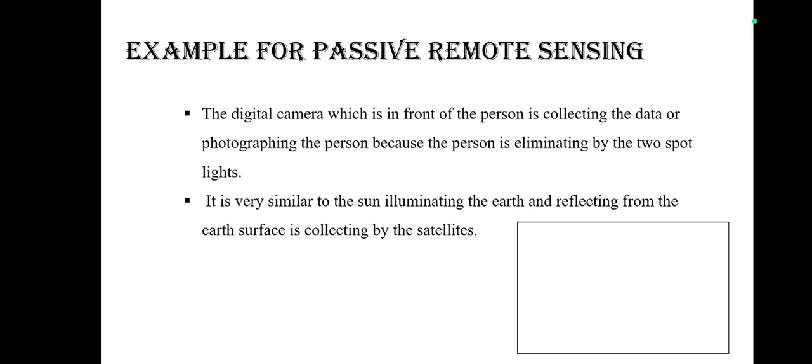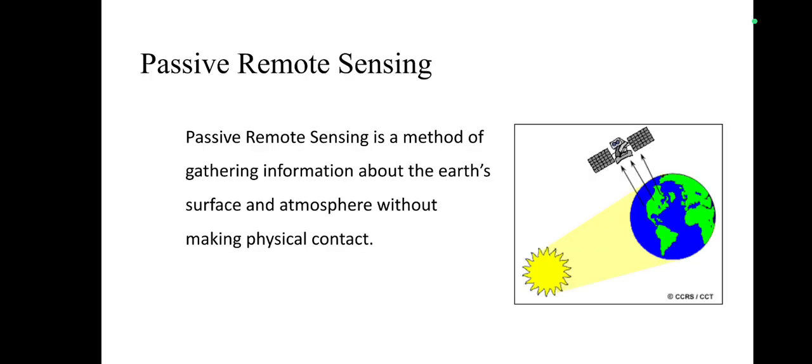The two spotlights flash onto our object and it can be captured by the camera. That is, the digital camera in front of the person is collecting the data or photographing the person, because the person is illuminated by the two spotlights. So it is very similar to passive remote sensing. The sunlight is illuminating the earth, and that light is reflected from the earth's surface, and the images are captured by the satellites. So that is passive remote sensing. Here the sunlight reflects its light to the earth's surface, so that the earth's surface reflects the images to the satellite. So it's a simple example and a simple method of remote sensing, which is passive remote sensing.